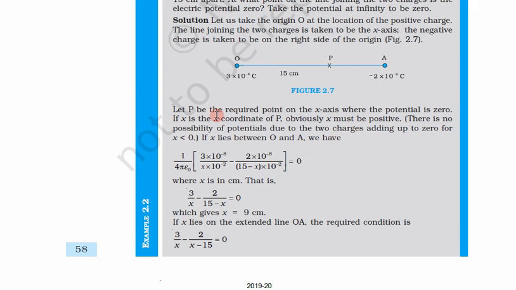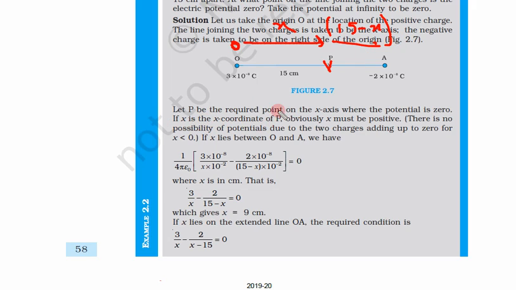So now let P be the required point on the x-axis. So this x-axis is the axis of the dipole. P is the point on the x-axis where potential is 0. P can be here and here, 2 points. If x is the x coordinate of P, so let us say this is the x distance. So let us say this is at 0, this is the origin. So this is distance x, and the total distance is 15. So this is 15 minus x. This distance is 15 minus x.